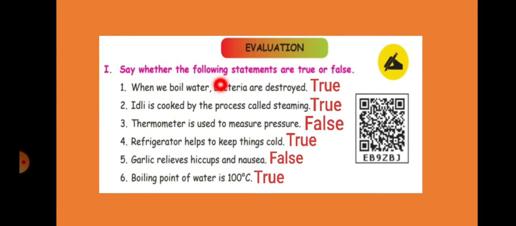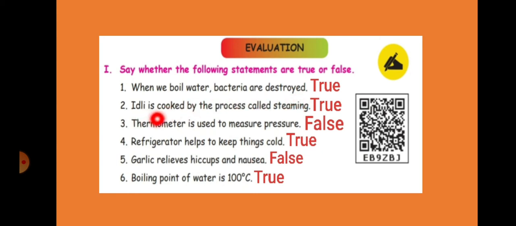the book exercise. So the first, Roman number one, says: whether the following statements are true or false. Let's see. When we boil water, bacteria are destroyed. So when we boil water, what happens? Yes, bacteria will be destroyed, right?